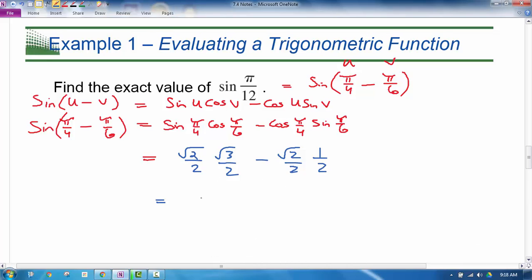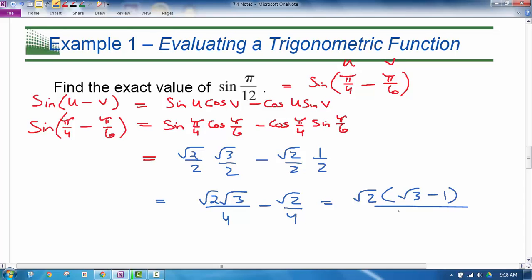I'll leave it as the square root of 2 times the square root of 3 for now, all over 4 minus the square root of 2 over 4. I'll simplify it a little bit further, so I'll pull out a square root of 2, leaving me with the square root of 3 minus 1 in the top, and in the bottom I'll just make it 4. Obviously it's a common denominator. So we can rewrite it different ways, but that'll work just fine. There's our exact value for the sine of pi over 12.